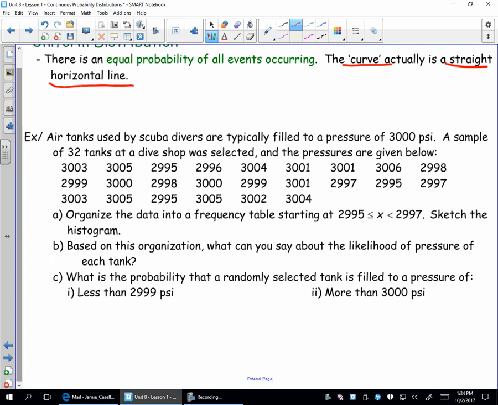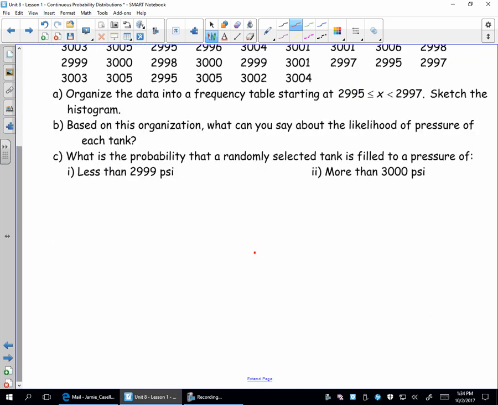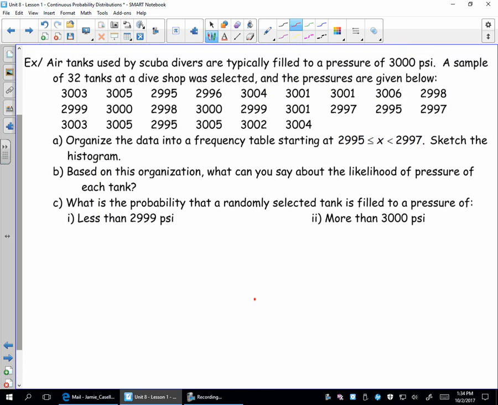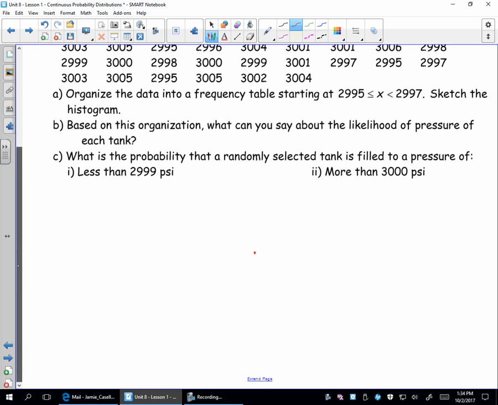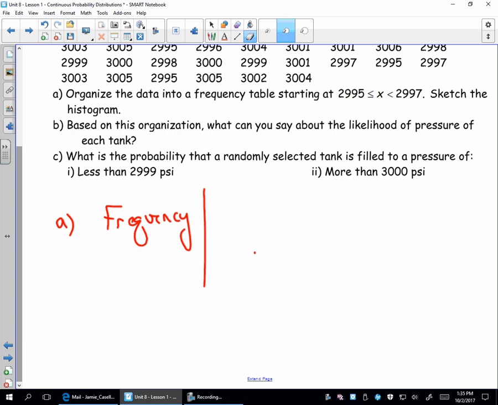We have air tanks. They're used by scuba divers and they're typically filled to a pressure of 3,000 psi, pounds per square inch. A sample of 32 tanks is shown below. Okay, let's organize the data into a frequency table starting at 295 to 297. So I'll go back to like statistics for a second here. And to be honest, with continuous data, we often combine statistics with probability. Intervals and frequencies.